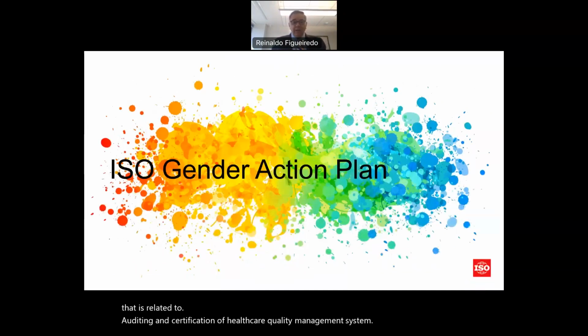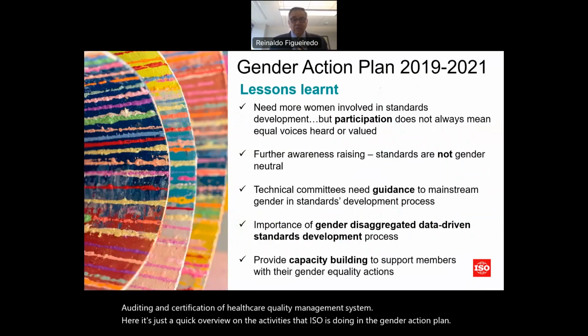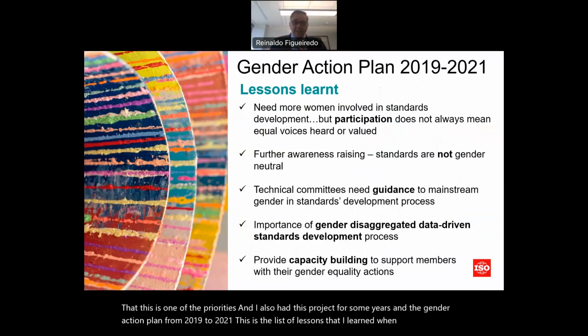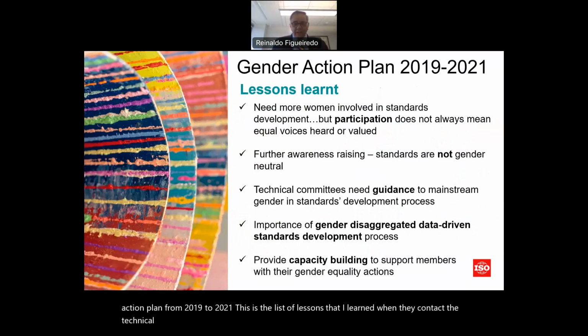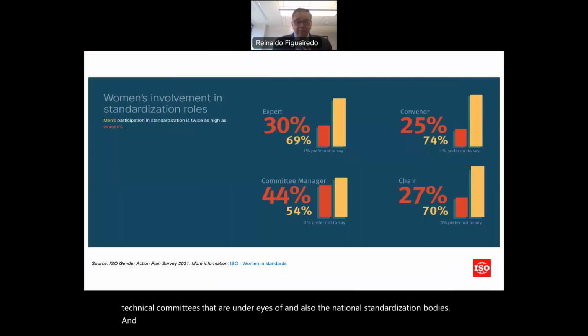Here is just a quick overview of the activities that ISO is doing in the Gender Action Plan, which is one of the priorities, and ISO has had this project for some years. The Gender Action Plan from 2019 to 2021 includes the list of lessons that ISO learned when they contacted the technical committees under ISO and also the national standardization bodies. And now ISO has a plan.